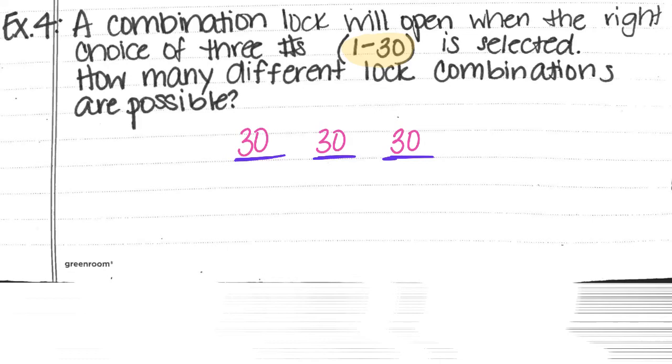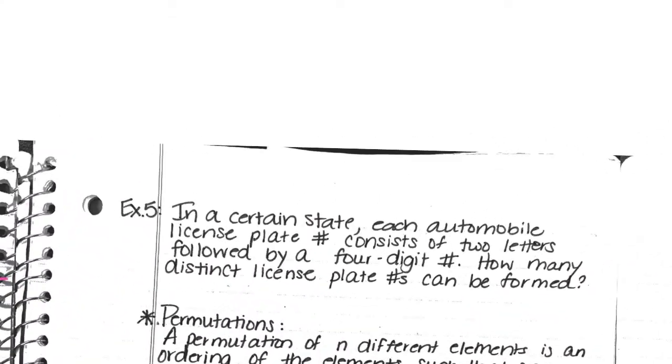So now the big question is, what do I do with all these numbers? I am going to multiply 30 times 30 times 30, and 30 times 30 times 30 gives us 27,000. All right, we're gonna do a couple more here. They're gonna get really fun.